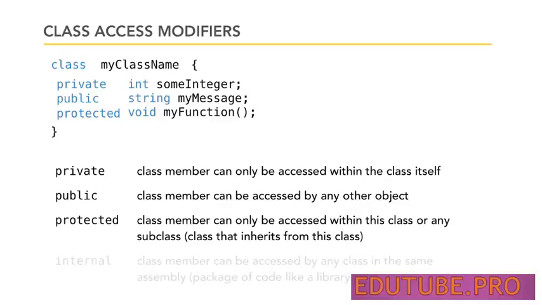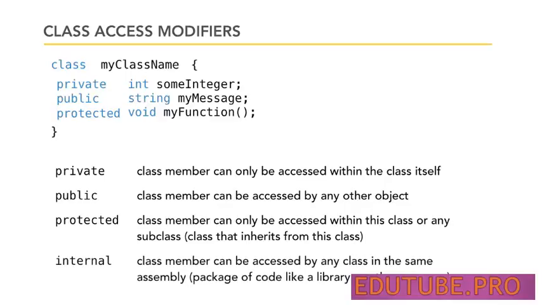So there's one more, and it's called internal. And this is a class member that can be accessed by any class in what's called the same assembly. An assembly is a package of code like a library or another program. But this is an advanced feature of C#, and I'm not going to cover it here in this course. Just know that you might see the word internal every now and then. It's sort of like protected, but it means that only a group of related code can use it. But for the purposes of this course, we're going to use private, public, and protected.